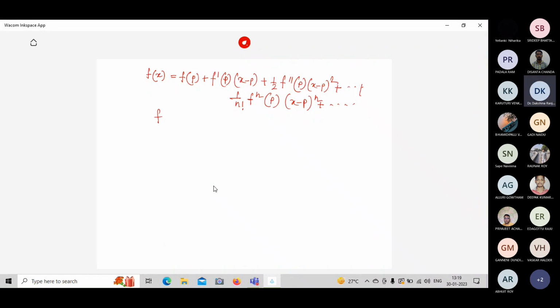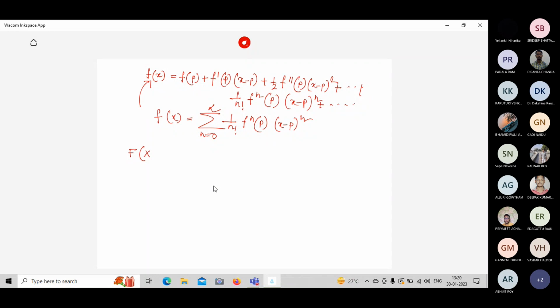Now in summarized form, we can write f(x) equals summation n equals 0 to infinity of 1 upon factorial n, f^n(p) (x minus p) to the power n. Okay. Now, if we consider any univariate function f(x), then in this univariate function there will be only one variable.